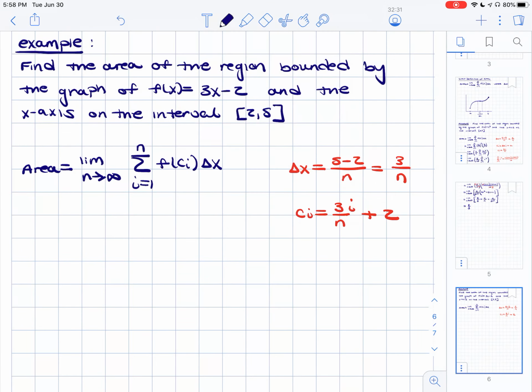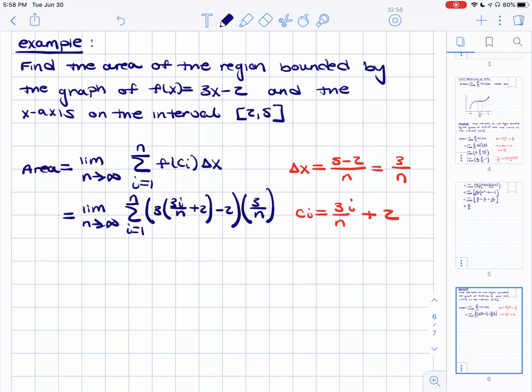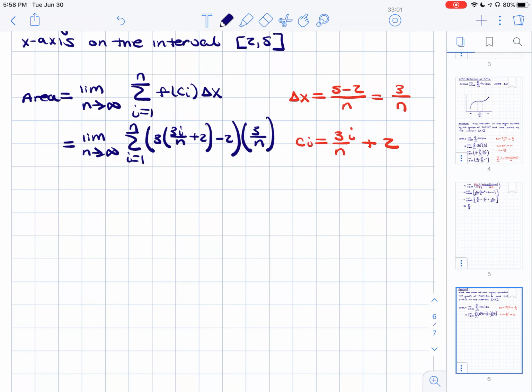All right, so plugging all that into our limit over here. Now the limit as n approaches infinity of the sum from i equals 1 to n, and then our f of c sub i would be 3 times 3i over n plus 2 minus 2 times our delta x, which is 3 over n. All right, now just like I did in the previous example, I'm going to go ahead and just pull this 3 over n out front because it doesn't have any i's in it. I'm just going to get it out of the way.